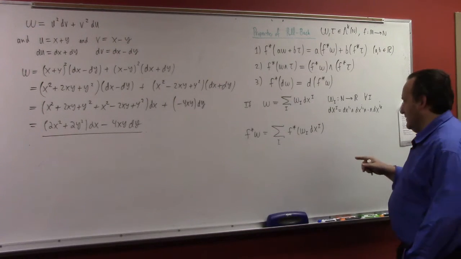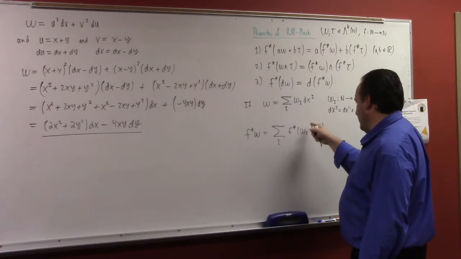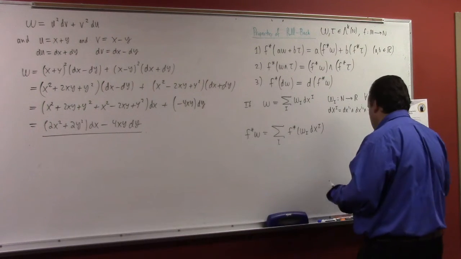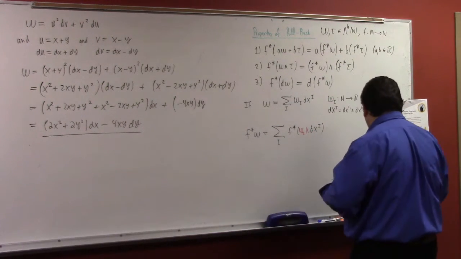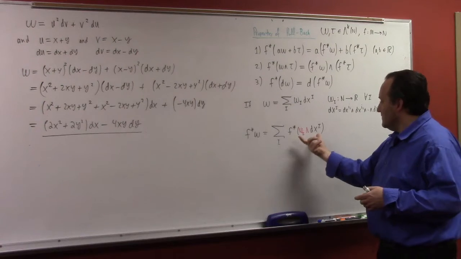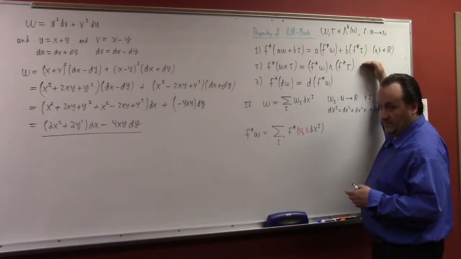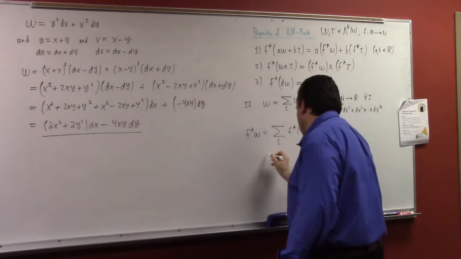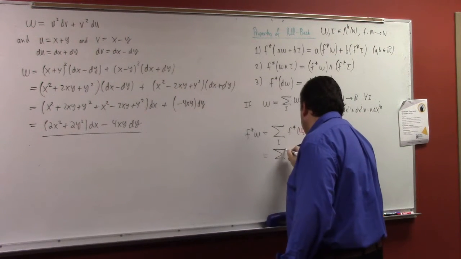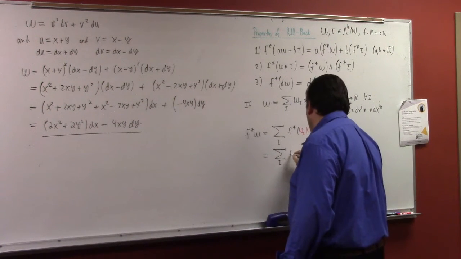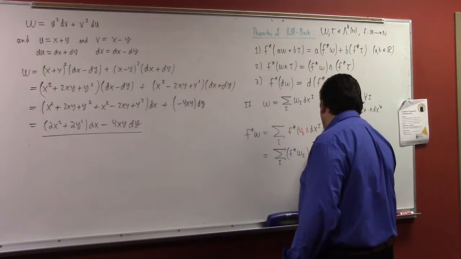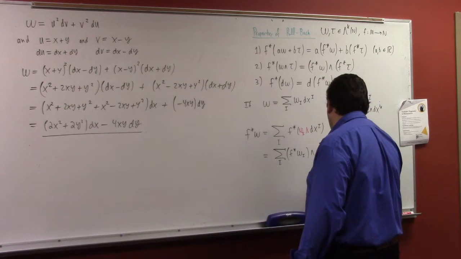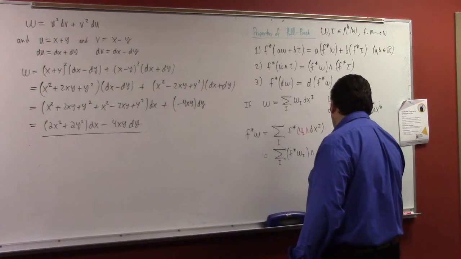I could put a wedge there. Maybe I will, just for the sake of emphasizing. We usually opt not to, but I'm going to opt to do it here. The reason is because then I will use property 2. And when I use property 2, see what I've got? I've got f pullback omega I wedged with f pullback dxi.